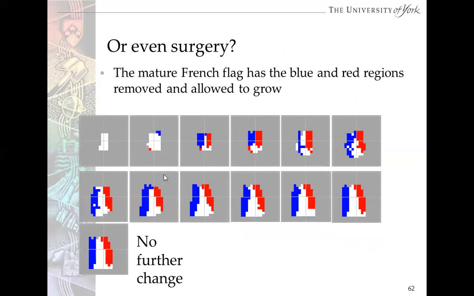This shows you what happens if I carry out surgery on the organism. I just remove the red and the green areas, the red and the blue areas, and I just run the program from that point. And again, it gradually develops, it gradually differentiates itself into the three different colors. And once it reaches that, there's no further change.